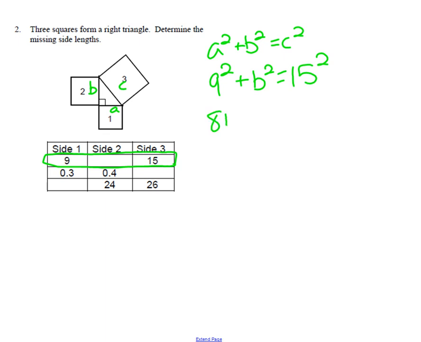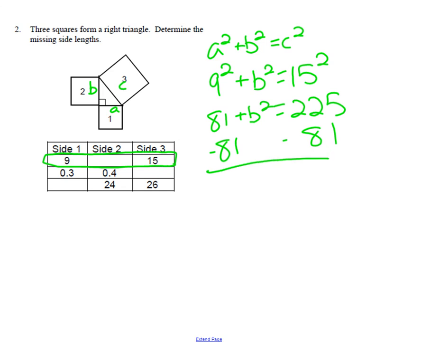9 squared is 81. 15 squared. Since we're looking for one of the short sides, we have to subtract. Anyone who's anyone knows that 225 minus 81 is 144. That's just common knowledge, really. And we take the square root of that to get just b.